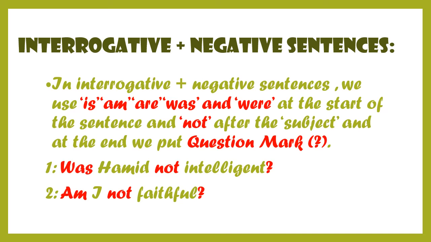For example, was Hamid not intelligent? First of all, there is the helping verb, then the subject Hamid, then not, then at the end there will be a question mark. Am I not faithful? Question mark.